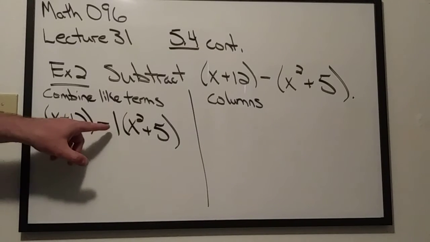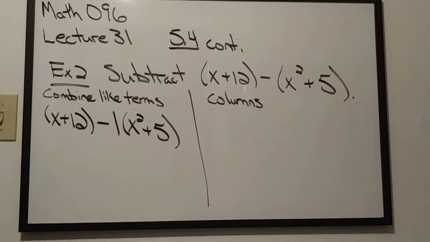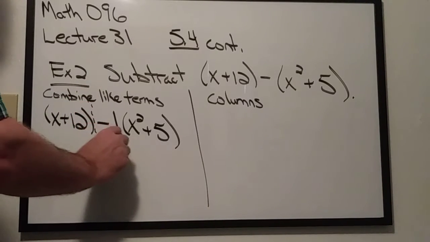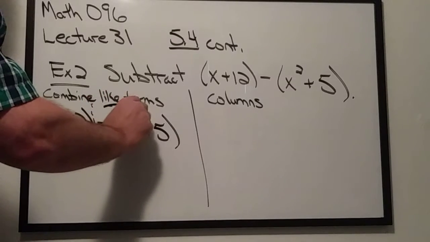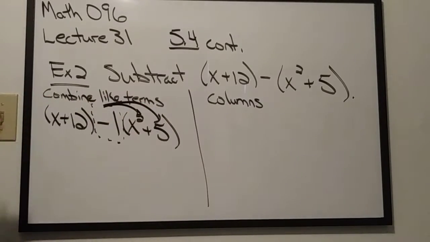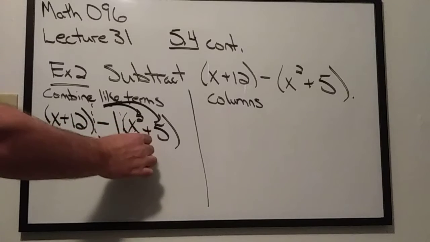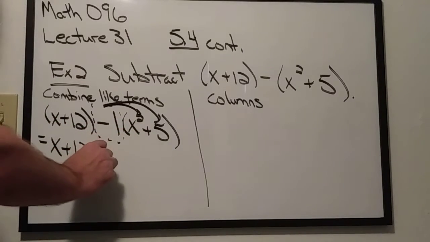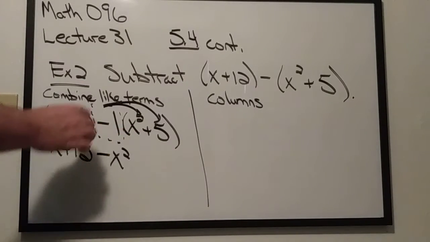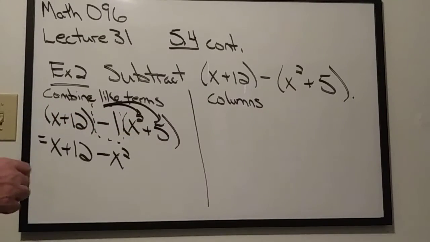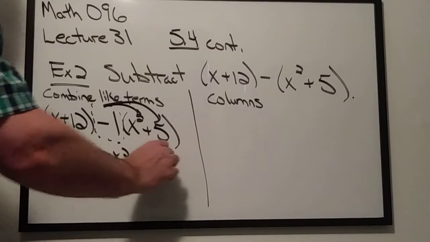Once I realize that there's a negative 1 sitting in front of that set of parentheses, this goes back to things that we talked about earlier in the course. This is in fact a distribution problem. So I can take this negative 1 and distribute it through to the x squared and distribute it through to the positive 5. So when I do that, I'm going to have x plus 12, and then negative 1 times a positive x squared is going to be a negative x squared. And then negative 1 times positive 5 is going to be negative 5.